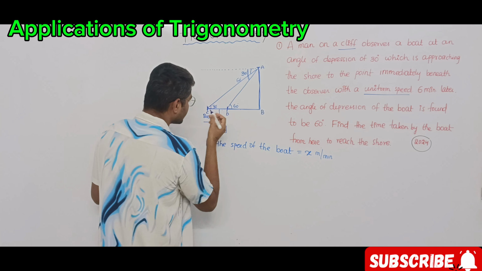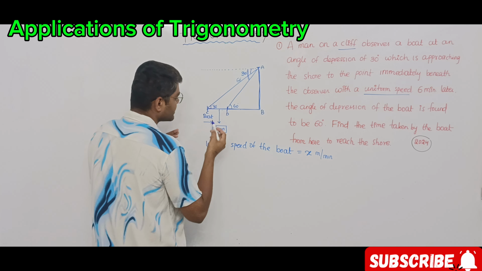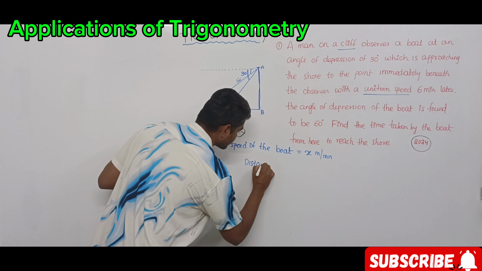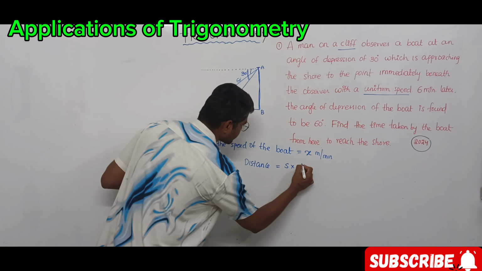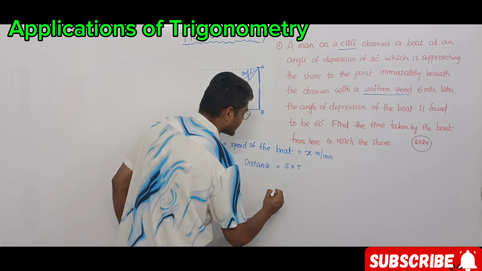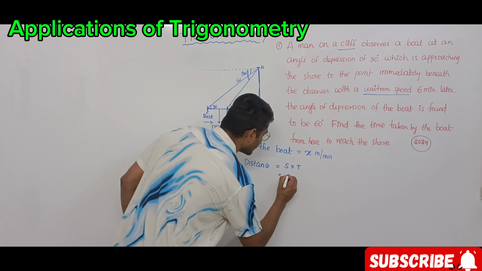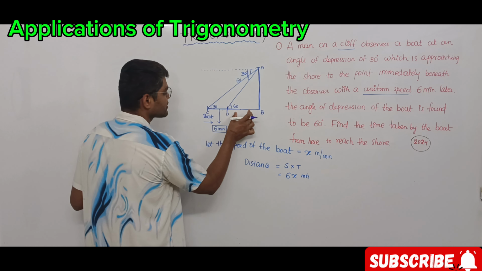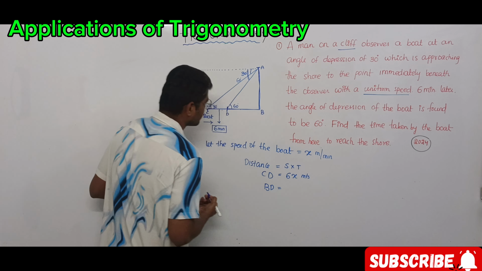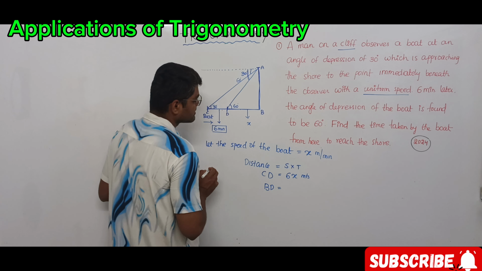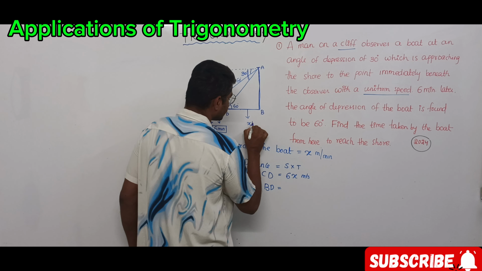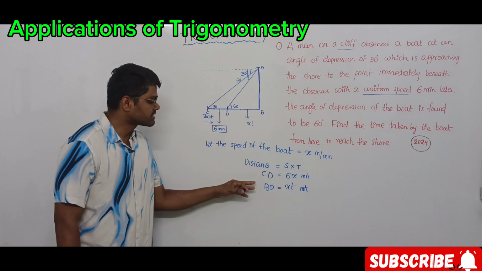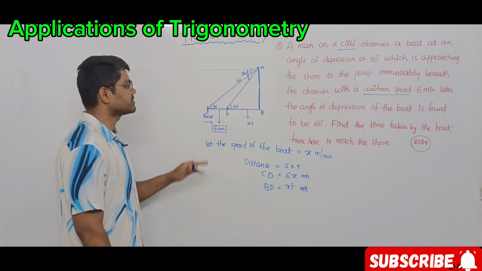So the distance traveled from C to D is, so here we should know the distance formula. Distance is equal to speed into time. What is the speed here? x speed. Time is 6. So it becomes 6x meters. Now find the distance of BD. BD equal to, the speed is x and time is, we don't know, that is t. So x into t. So now we got CD and BD. So by using these measurements we can solve this question.